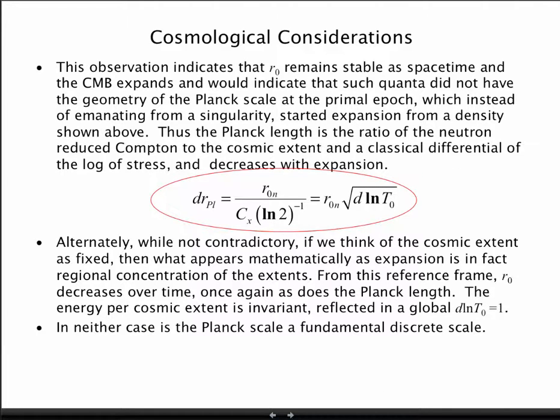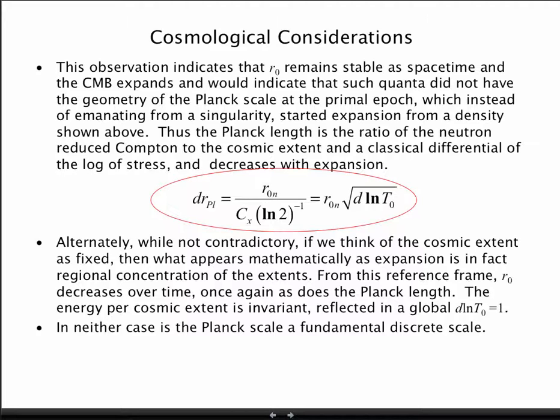This observation indicates that R remains stable as spacetime and the CMB expands, and would indicate that such quanta did not have the geometry of the Planck scale at the primal epoch, which instead of emanating from a singularity, started expansion from a density as shown in the following slide. Thus, the Planck length is the ratio of the neutron reduced Compton to the cosmic extent, and a classical differential of the log of stress, and decreases with expansion.